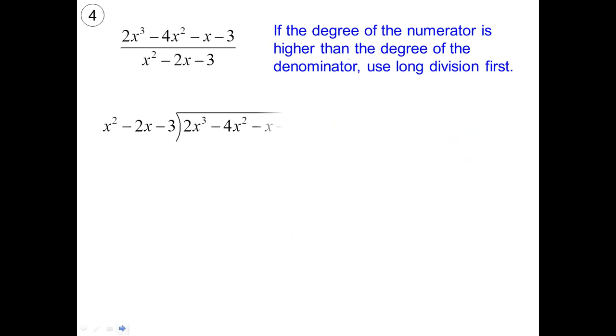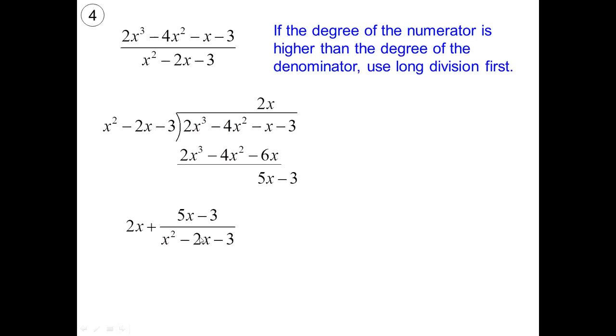The degree of the numerator is 3. The degree of the denominator is 2. So what did we say about this? When the degree of the numerator is equal to or greater than the degree of the denominator, you need to perform long division. So you perform long division first. If you perform long division, the answer will be 2x for the first term, then you will have 5x minus 3. So this is your remainder. I'm referring to 5x minus 3 divided by x squared minus 2x minus 1.